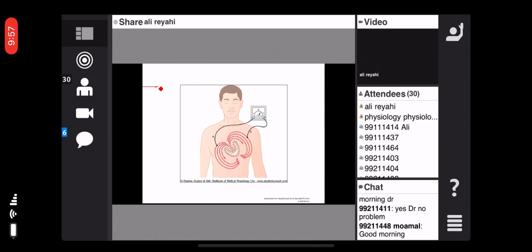As you know, we have the SA node in the right atrium of the heart, and from the SA node the electrical impulse travels toward the AV node, and from the AV node toward the His bundle, and then to the right and left ventricles. So the electrical impulse in the heart starts from the SA node, which is located in the right atrium. So it starts from the right side and travels toward the apex of the heart, which is located on the left side. So we have this direction from right and above toward the left and bottom.